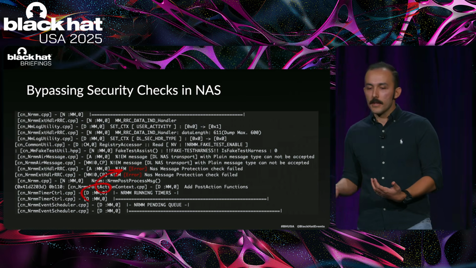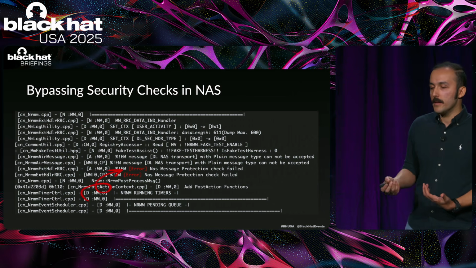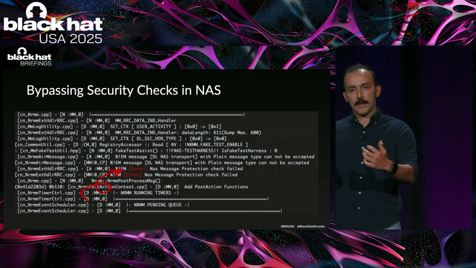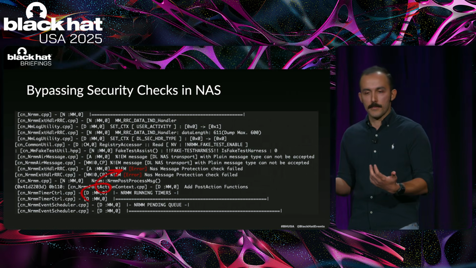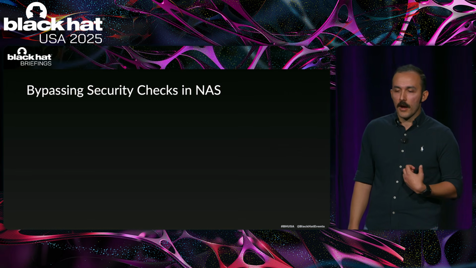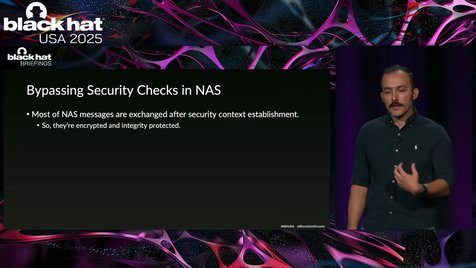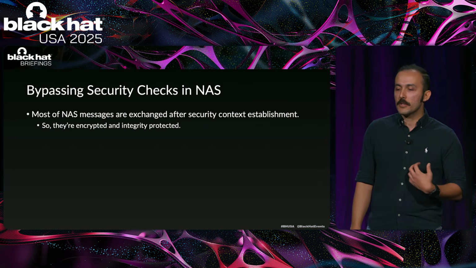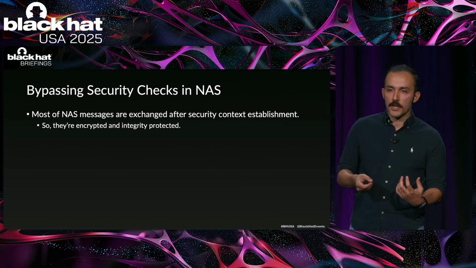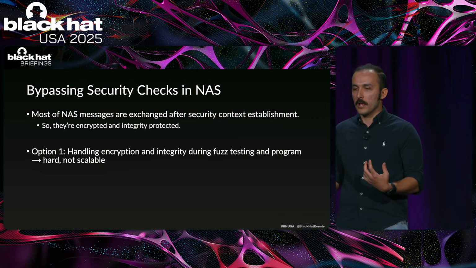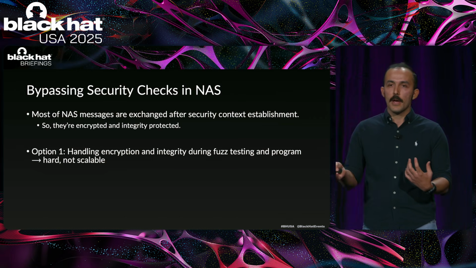But that still wasn't enough. As we can see in this screenshot, sending a message to the NAS task gets rejected because this task expects protected messages. Like Tiancheng mentioned earlier in the talk, most NAS messages are supposed to be exchanged after the establishment of the security context, which means they should be encrypted and integrity protected. Well, this is another roadblock, and we have to find a way to bypass it.